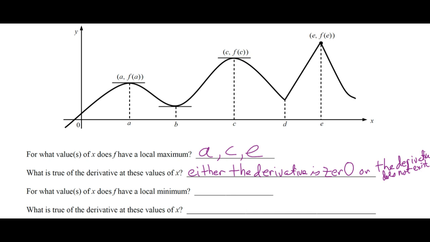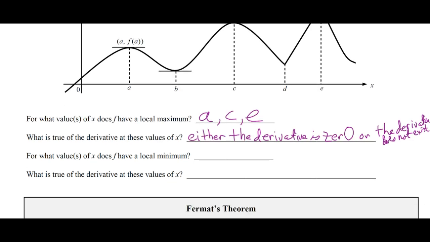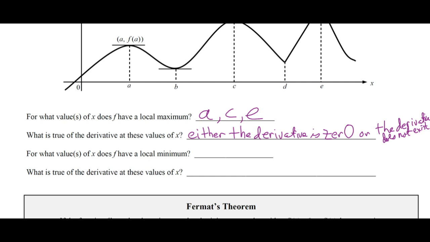For what value or values of x does f have a local minimum? B and D. We didn't go that far. We should have extended the graph. B and D. What is true of the derivative at these values of x? So yeah, the derivative is 0 or does not exist.